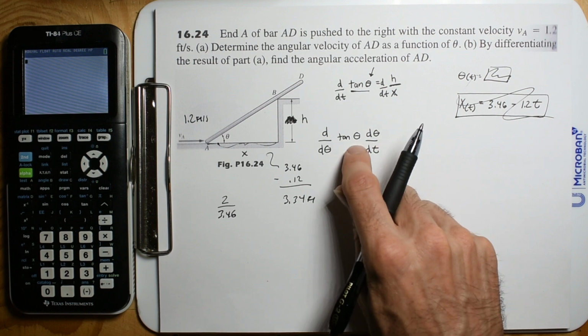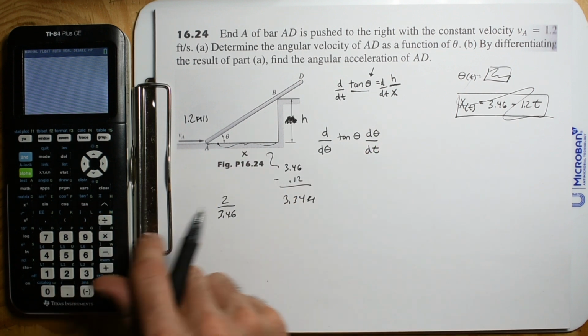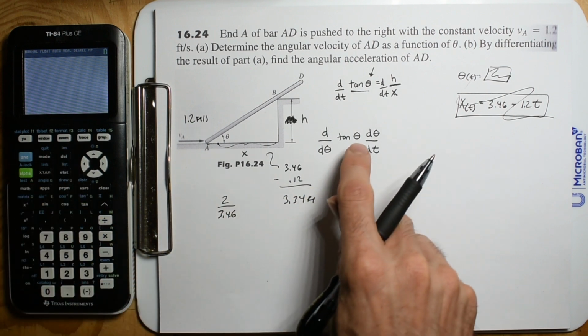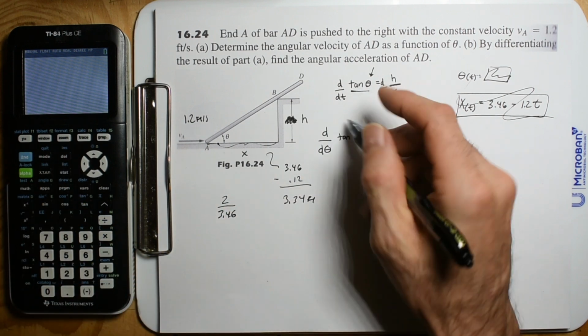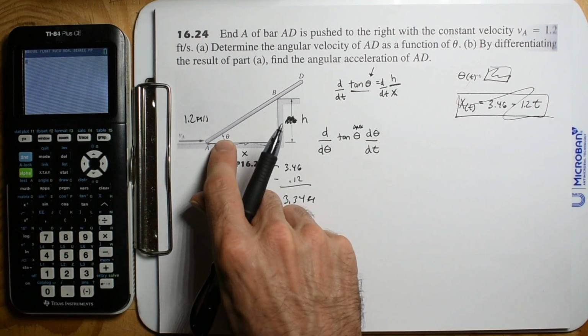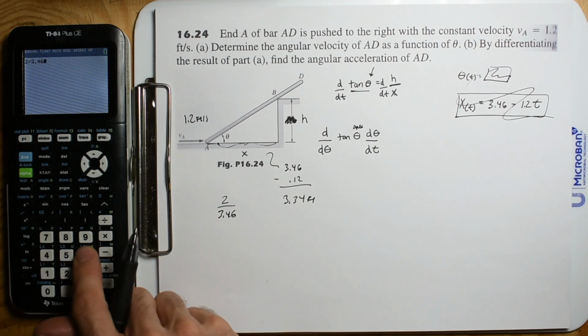So the tangent at 30 is going to be this ratio. This is going to be the angle, because we've already said that. So we have tangent of this angle, 30, is going to be the ratio of this to that. That's going to be 2 divided by 3.46.